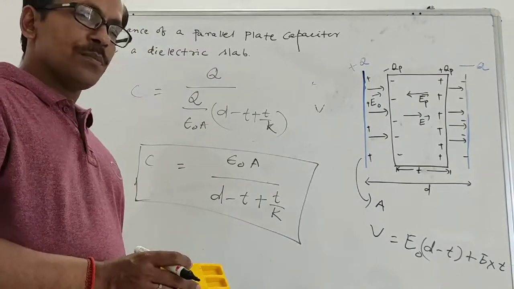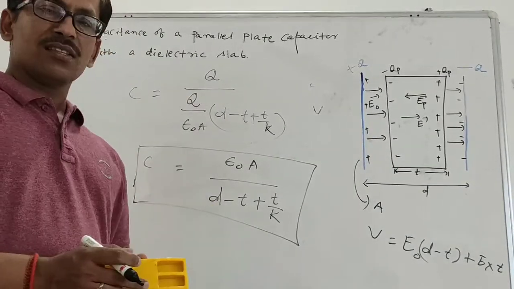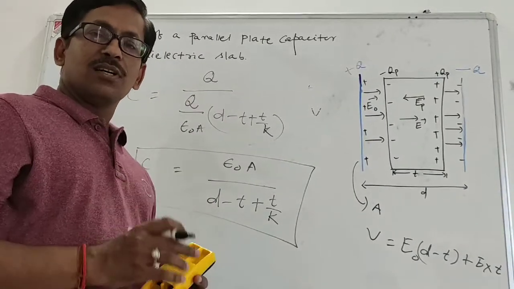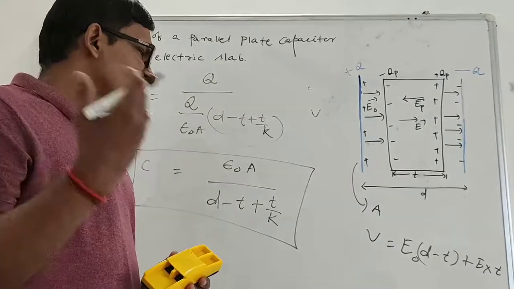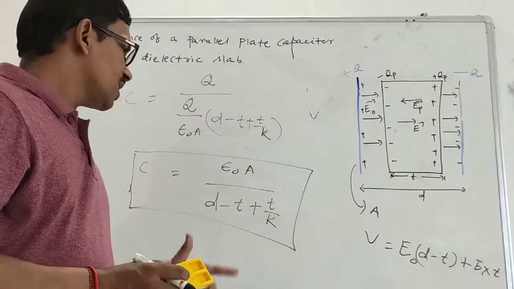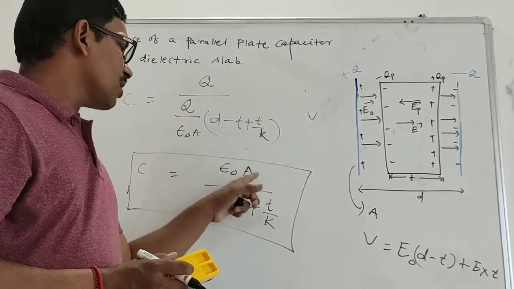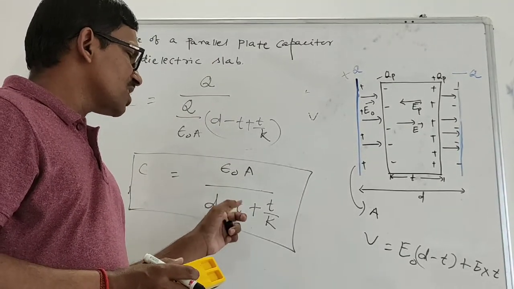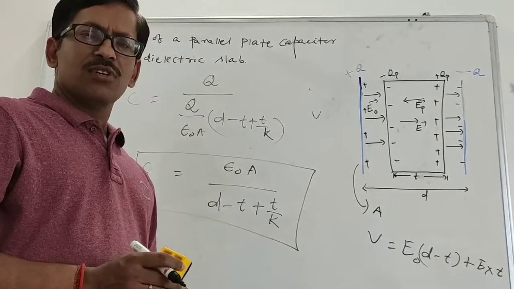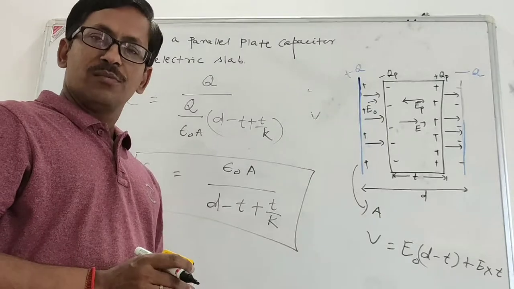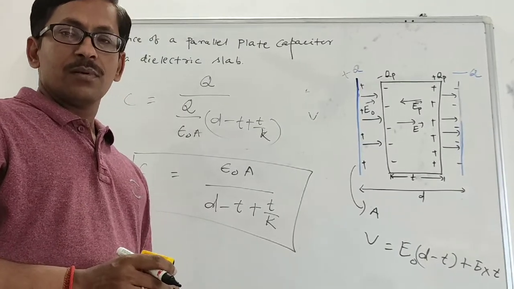It is very clear from this expression that the capacitance of the parallel plate capacitor increases by some amount, because initially it was epsilon naught A by D, and now it is D minus T plus T by K. That means the capacitance increases when a dielectric slab is introduced in between the two plates.